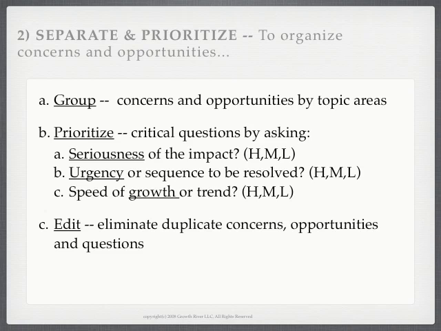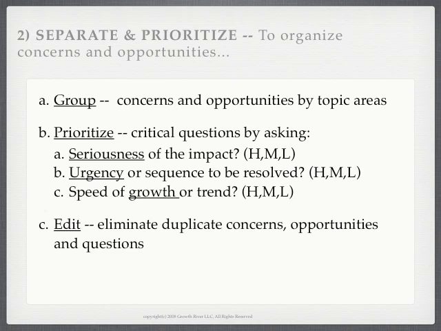The second major step is to separate and prioritize. The idea is to organize your concerns and opportunities. Sometimes you'll have a long list, and by grouping that list, you can make it simpler, and you can really begin to get organized around a complex situation. It consists of 3 steps: group, prioritize, and edit. The first step, group, you take all your concerns and opportunities and you group them by topic areas.